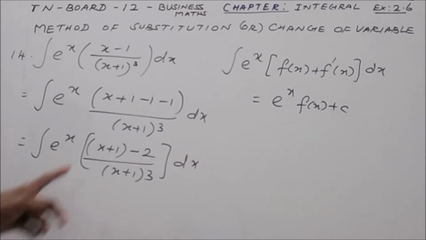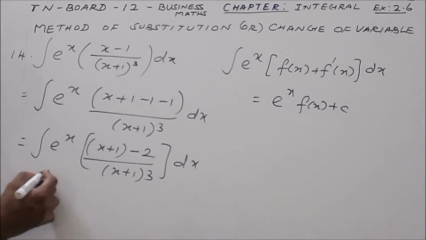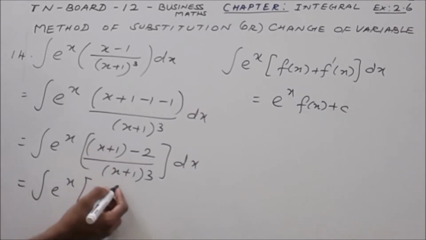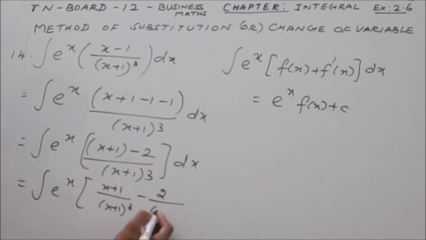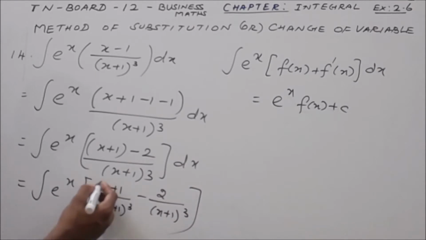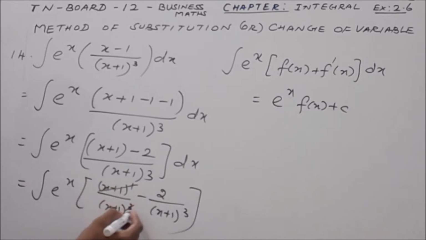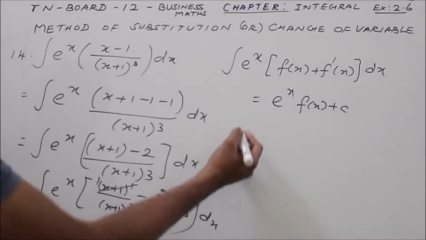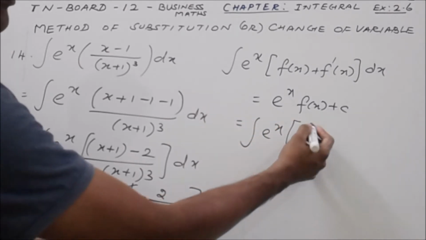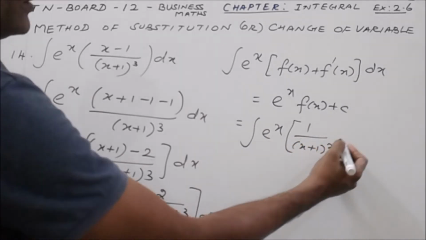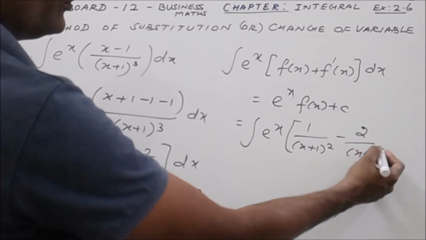And then separate the denominator to the numerator: x plus 1 by x plus 1 whole cube, which is equal to integral e power x into (x plus 1 by x plus 1 whole cube minus 2 by x plus 1 whole cube). Now here the power is 1, we can cancel it with power 3, leaving power 2. It will be equal to integral e power x into (1 by x plus 1 whole square minus 2 by x plus 1 whole cube) into dx.